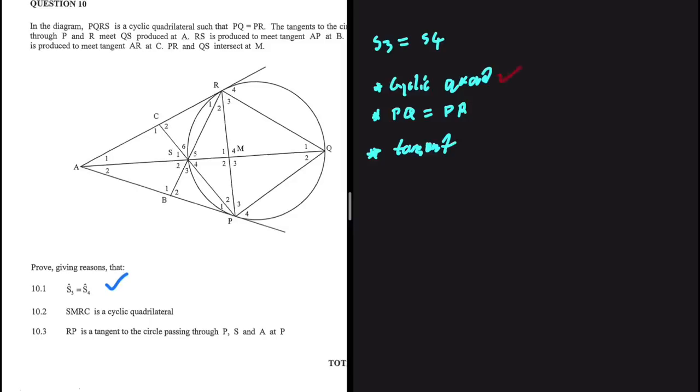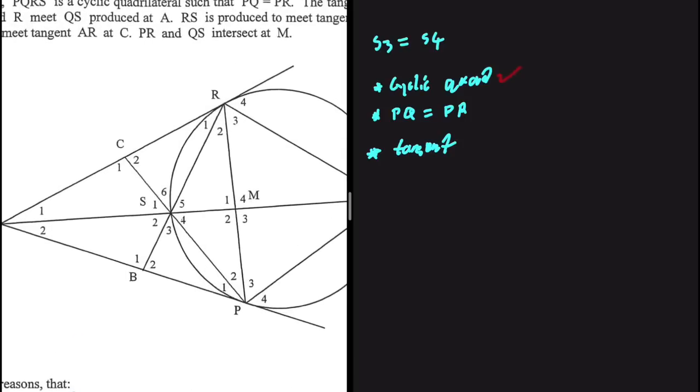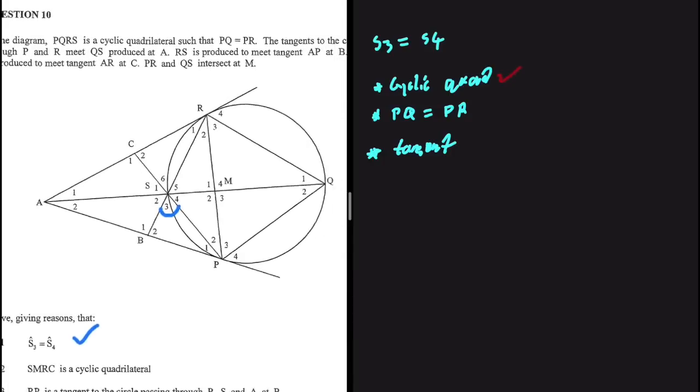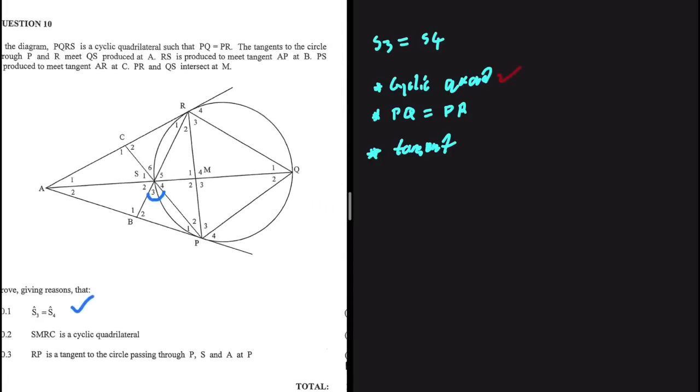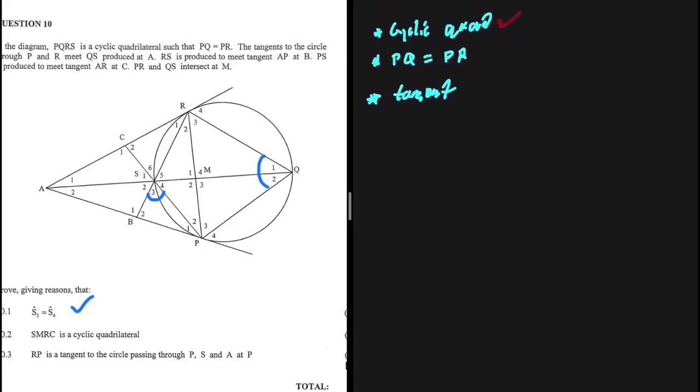Our first keyword is cyclic quad. So let's see if we can make sense of that. We have S3 right here. So if SRQP is a cyclic quad, then S3 should be equal to angle Q. Let me write that down as part of my solution, because it is something I'm realizing. So 10.1, I have S3 being equal to Q, as S3 is an exterior angle of a cyclic quad.